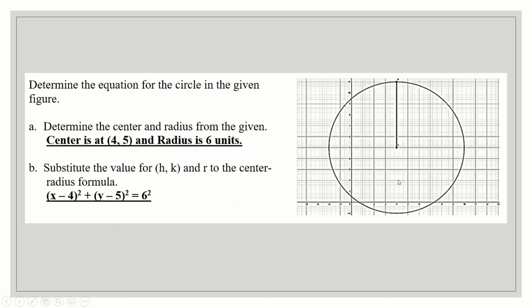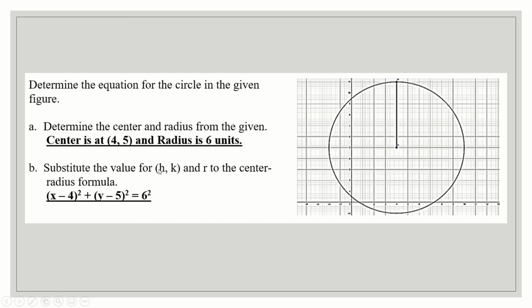Next. Let us determine the equation for the circle in the given figure. So kapag given ng figure, ang kailangan lamang natin gawin, una ay identify natin ang center ng circle. So, the center is at 4, 5. Then, bilangin natin ang radius o yung distance ng radius from point A to point M. So, that is 6 units. So, the radius is equivalent to 6.